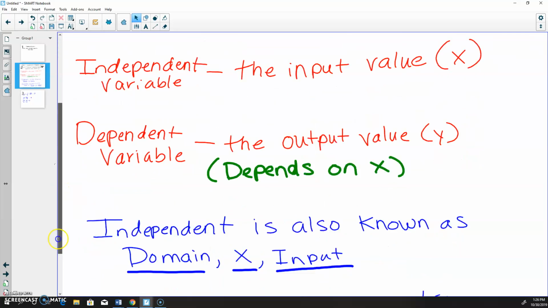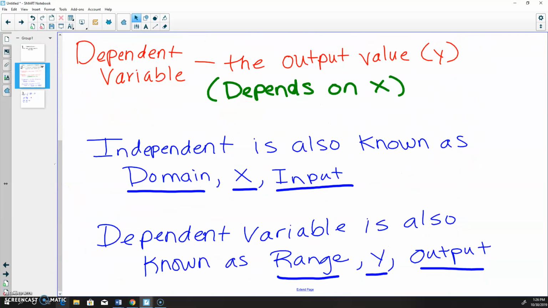Some words that they're going to use for independent, they might call it the domain, x, or input. And dependent, they might call your range, your y, or your output.